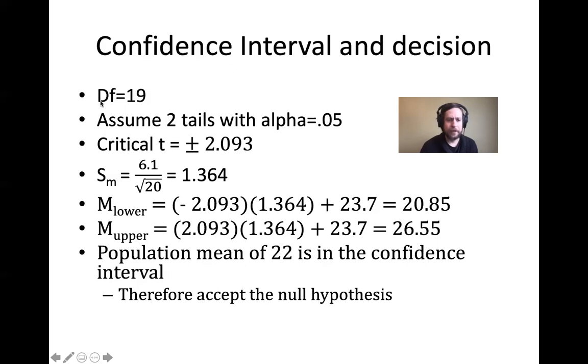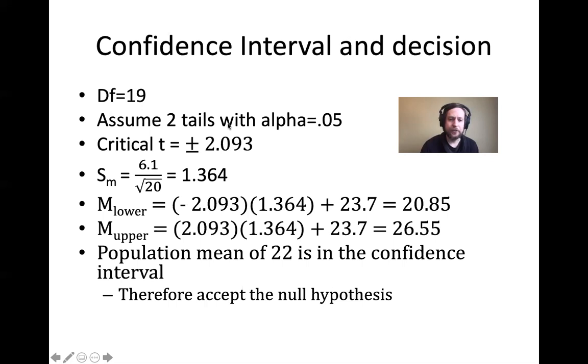So our degrees of freedom is 19. Can someone explain to me why the degrees of freedom is 19? How did we get that number 19? It's n minus 1. Yes, 20 minus 1. The amount of years, 20, minus 1 gives us degrees of freedom equals 19. The size of our sample minus 1.